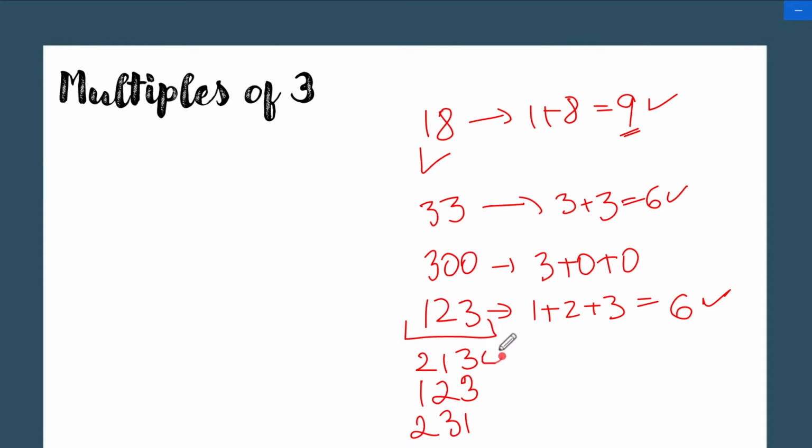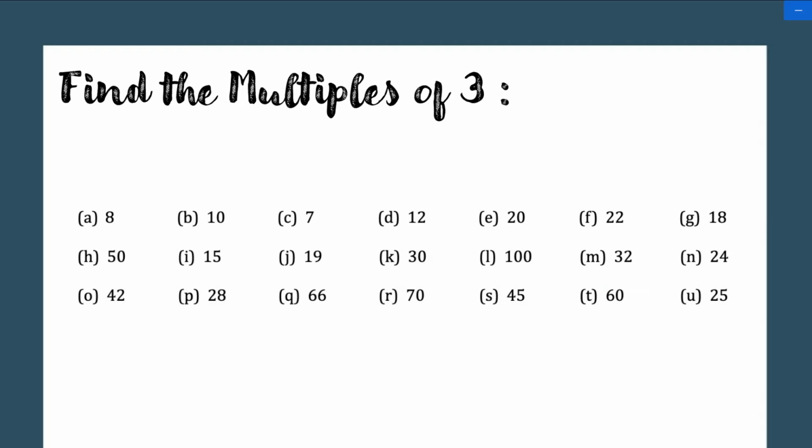You can also add zeros after the numbers, as many as you like, and it's still going to divide by 3. Hope you like this trick. Okay, let's check these numbers. Pause the video, check which one of these divides exactly by 3. Some of them are too big to be in the 3 times table, but you can check by adding the digits.